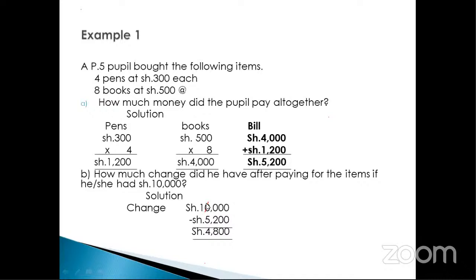Then this one becomes 10. That is why we have got here 8. Here we are saying 10 minus 2, we get 8. Then here we remain with 9 minus 5, we get here 4. So your change is 4,800. That is the change that you are going to go back with after buying your 4 pens and 8 books. Okay, so let's continue to the next example.